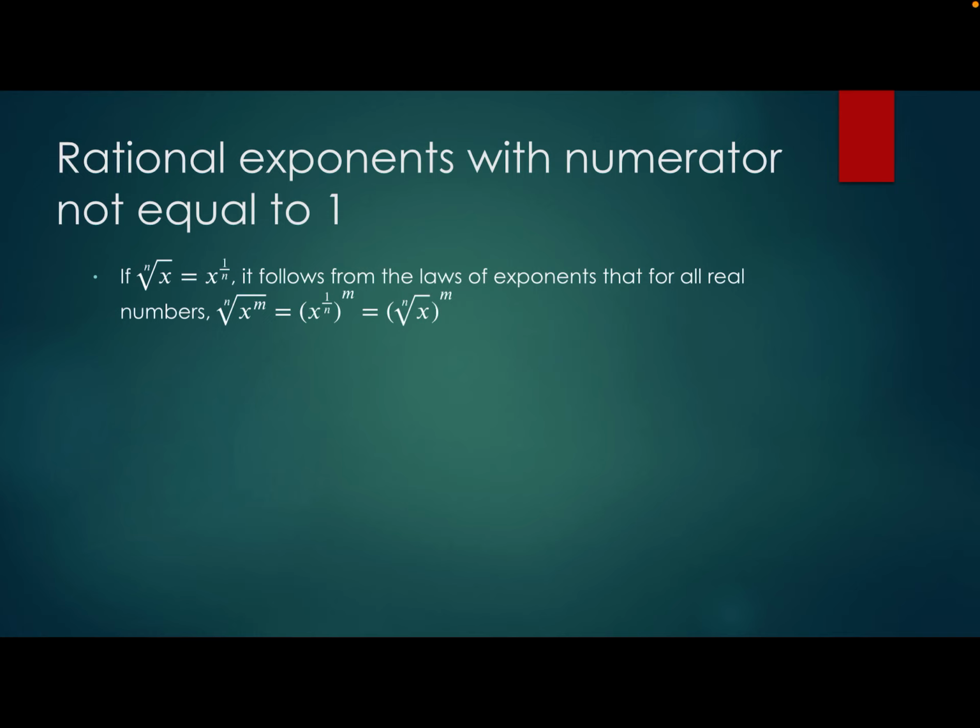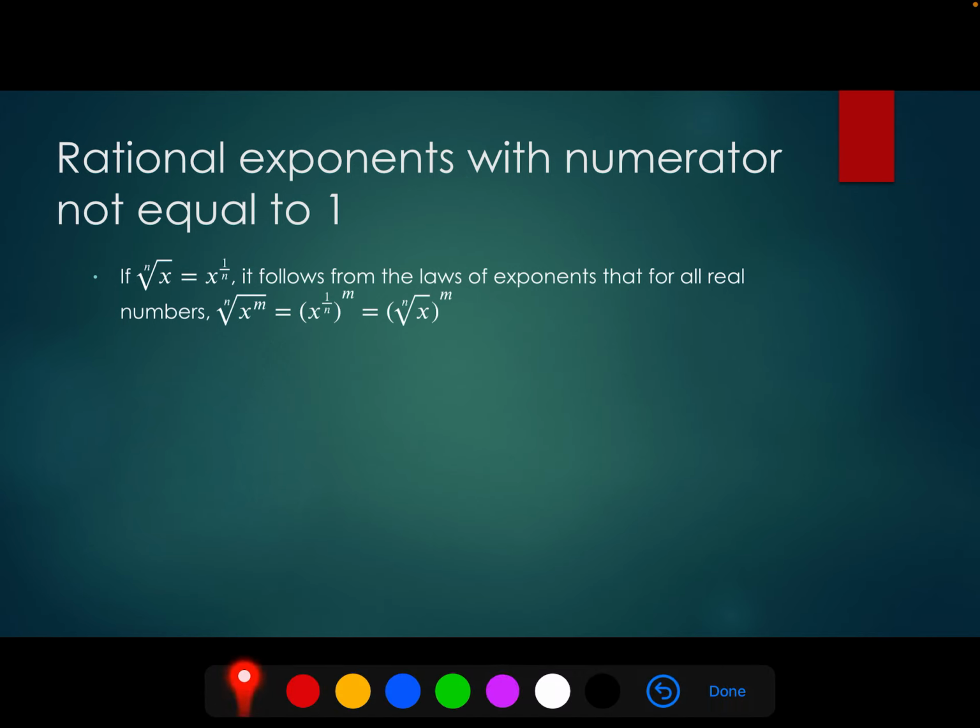All right, now let's take a look at what happens when we have rational exponents where our numerator is not equal to 1. So, if we have the nth root of x is equal to x to the 1 over n, right? Just from the law of exponents, it follows that for all real numbers, if we have the nth root of x to the m power, well, that's going to be equal to x to the 1 over n power raised to the power of m. And that's the same thing as the nth root of x all raised to the mth power.